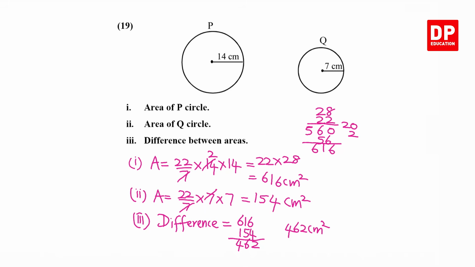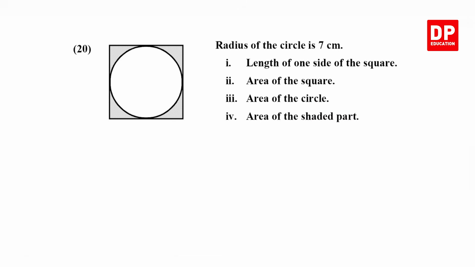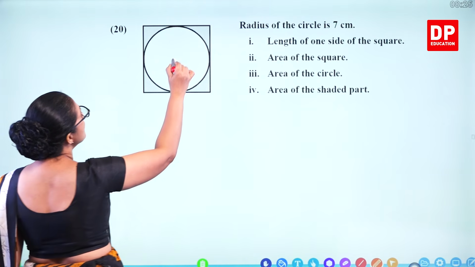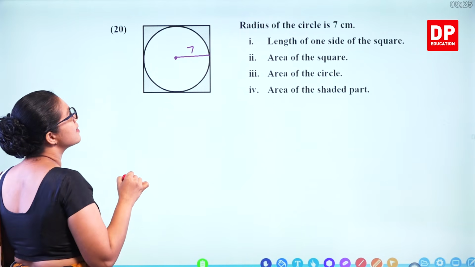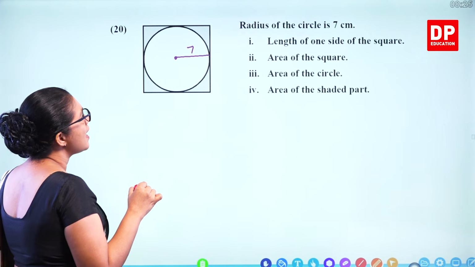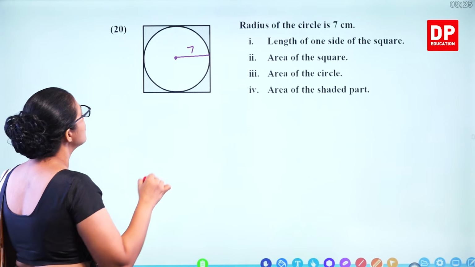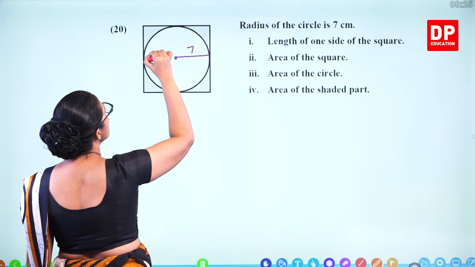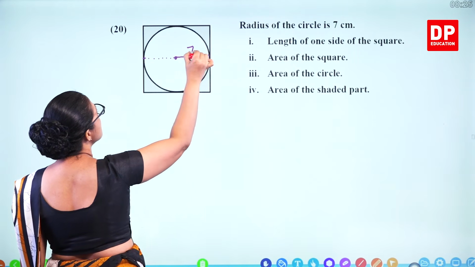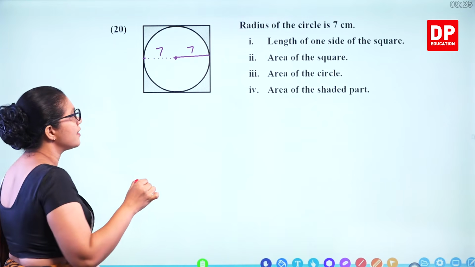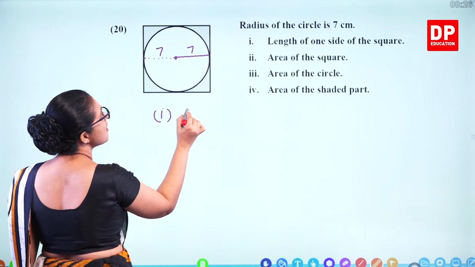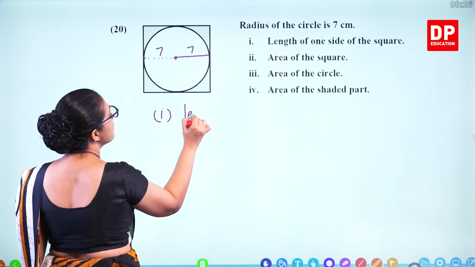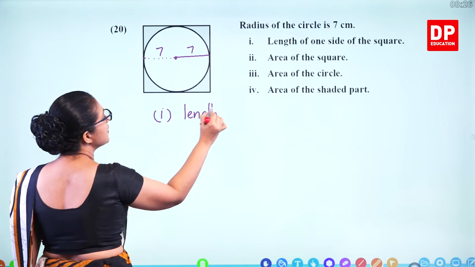So difference between two circles. Look at this diagram. Radius of the circle is 7. If this is the center, radius means this length. Length of one side of the square, so it touches this. So what's the one side? So this is also 7, this is also 7. So what's length of one side? 7 plus 7, that's 14.